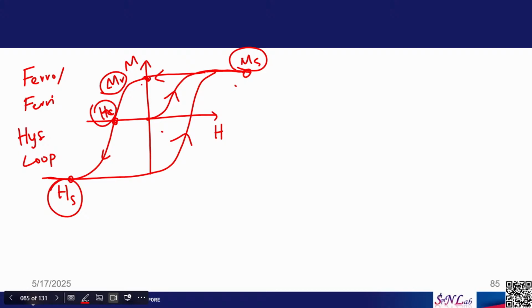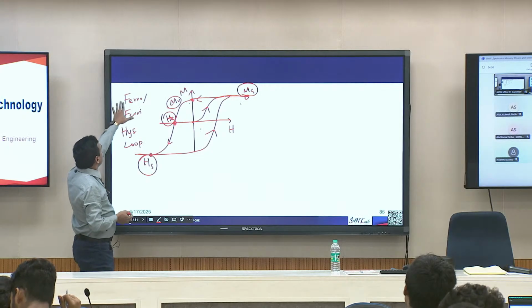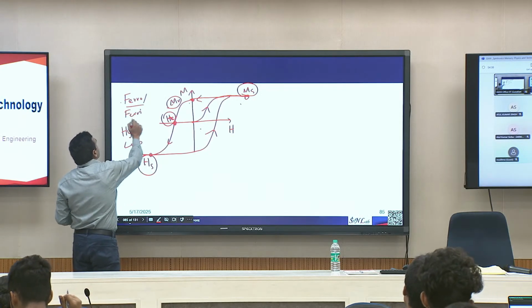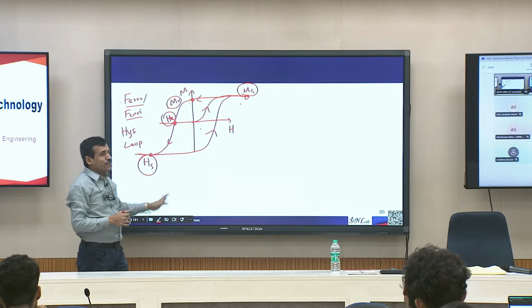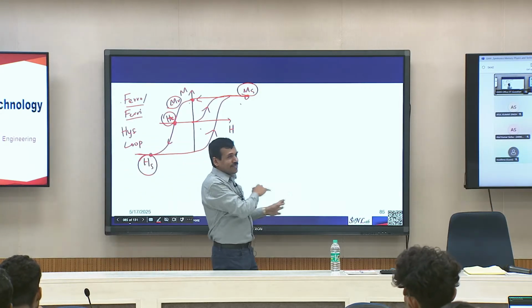And ferrimagnetic materials also will have a similar hysteresis loop. There was a question about how we distinguish between ferro and ferrimagnetic materials based on the hysteresis loop. I have not answered; maybe I will answer another time.